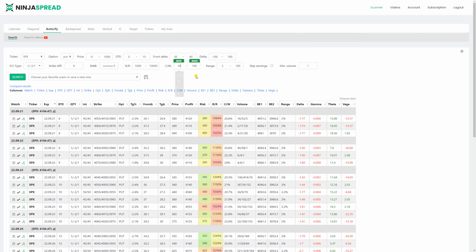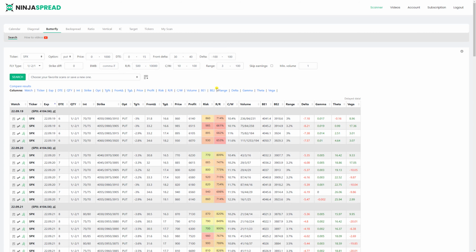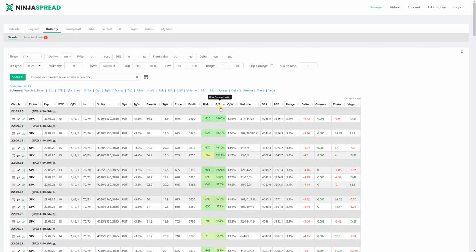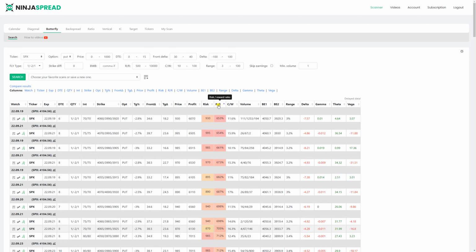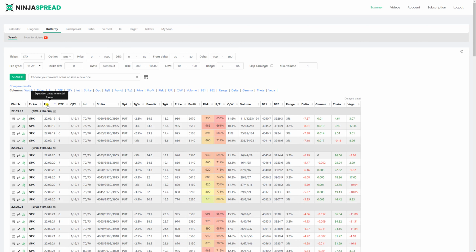What if I lower CW and I lower reward to risk, but I want to increase this to 3 as the range? And we have found many others. Reward to risk ranges from 1,000 to like 600. Let's go back to expiration grouping.